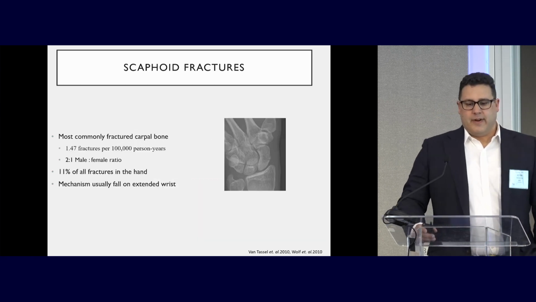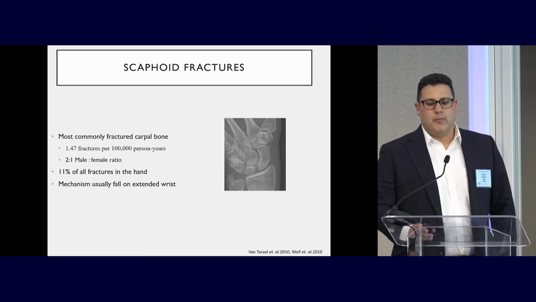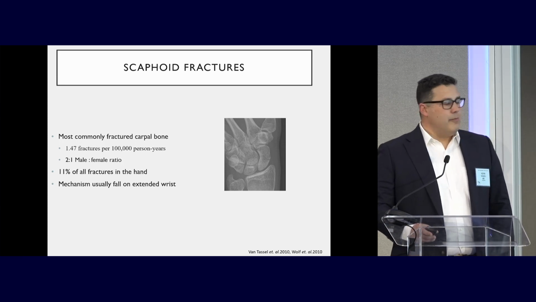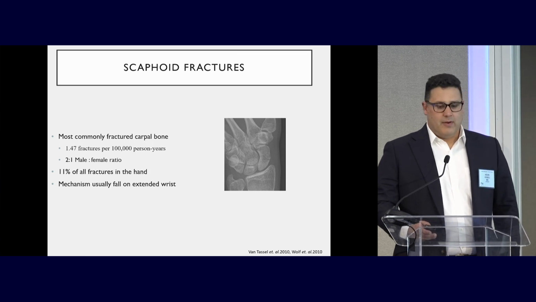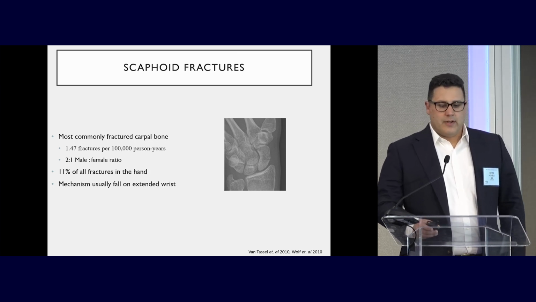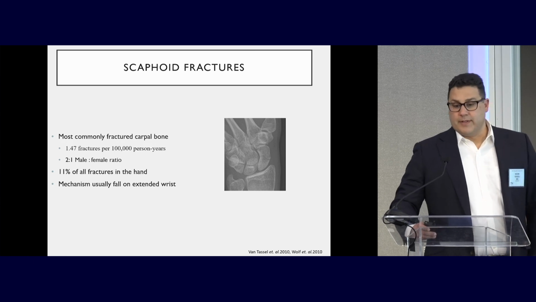Scaphoid fractures are very common. They're the most commonly fractured carpal bone. They're much more common in men than women. They account for about 11% of all fractures in the hand, and they usually occur by falling onto an extended wrist.